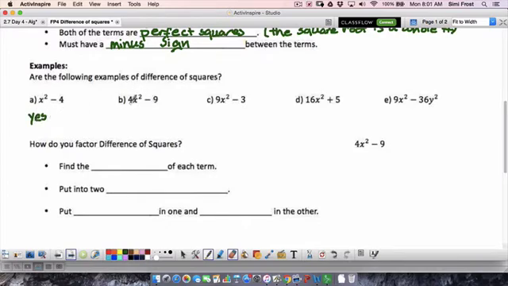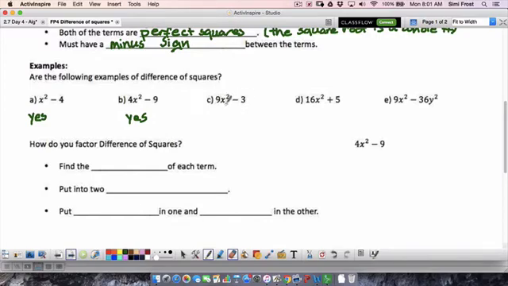4 is a perfect square. If you have more than just the x, if you have multiple variables or numbers, you have to make sure that every single variable or number in the term is a perfect square. So 4 is a perfect square. X squared is a perfect square. We do have a minus sign in the middle, and then 9 is a perfect square. So this one's also going to be yes. Okay, here we have a 9, that's a perfect square. X squared is a perfect square. 3 is not a perfect square.